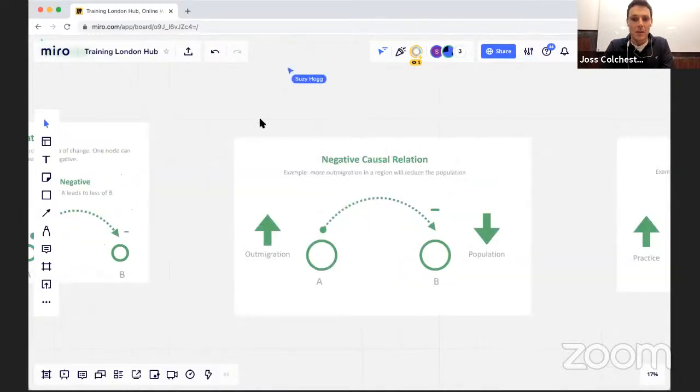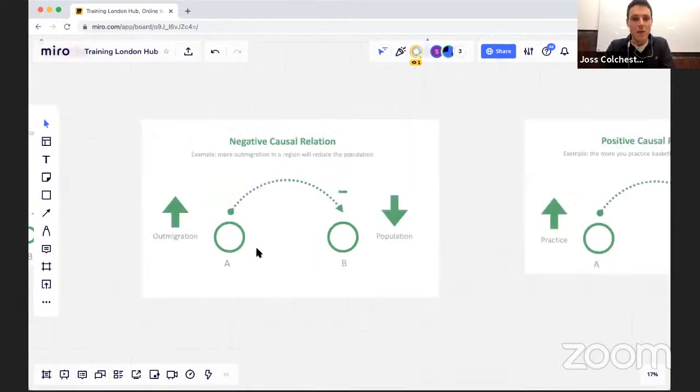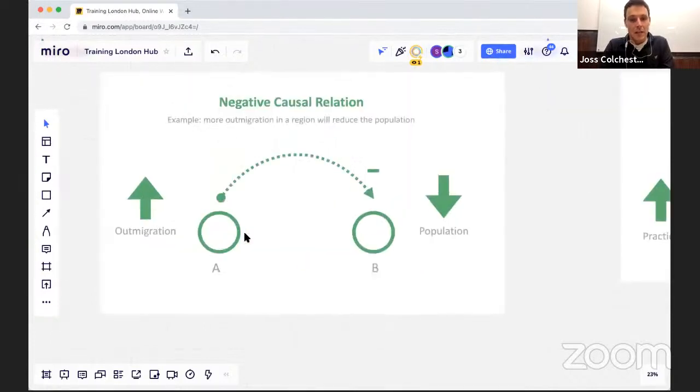So we can see here an example of that. This is migration, so more outward migration. So that's A here, the amount of outward migration. If that goes up, this is a negative correlation. So if this goes up, outward migration, what's going to happen to population? Does anybody want to try this? What's going to happen here? Jean, do you want to tell us what's going to happen here? You're on mute, if you're able to unmute yourself.